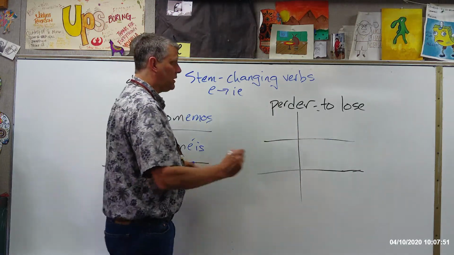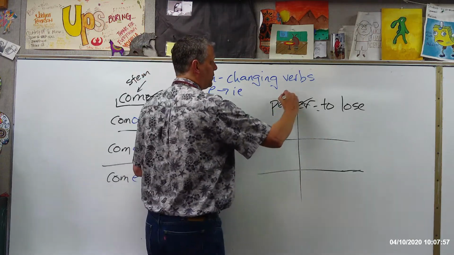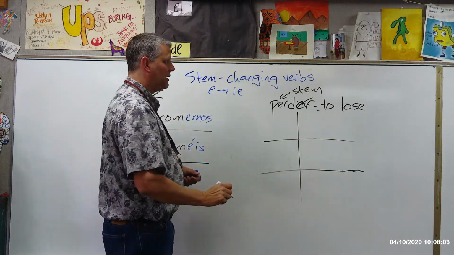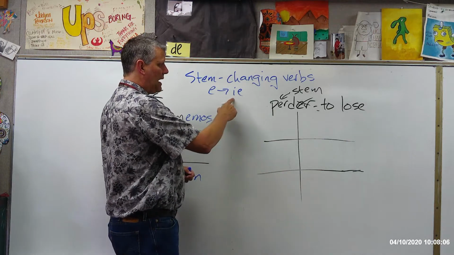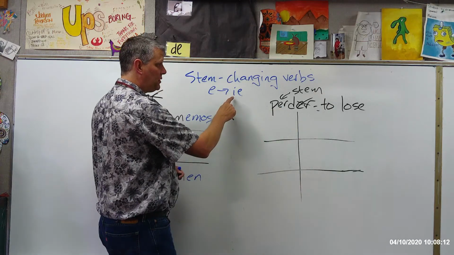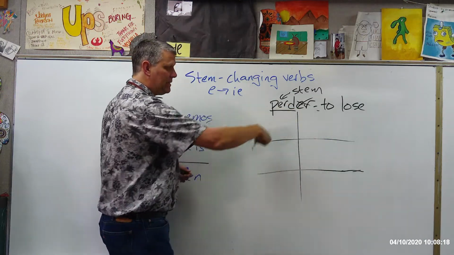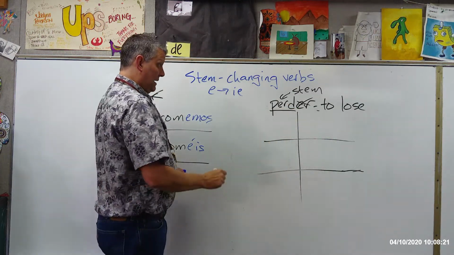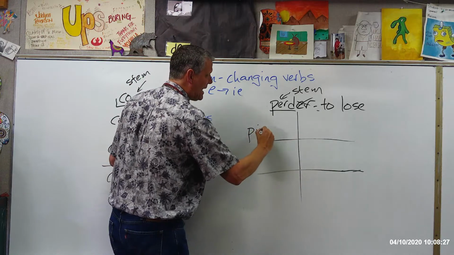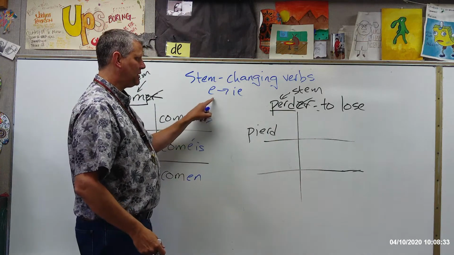Now in this case, we're still going to drop the ER, so we're left with per. And this is the stem, one more time. However, this time, this verb is what we call an E to IE stem-changing verb, which means that the E right here in the stem is going to change to IE. So now, instead of writing P-E-R-D on the branch here, we have to change that E to an IE. So we're going to go P-I-E-R-D. Notice, we took the P-E-R-D and we added an I. We changed the E to an IE.